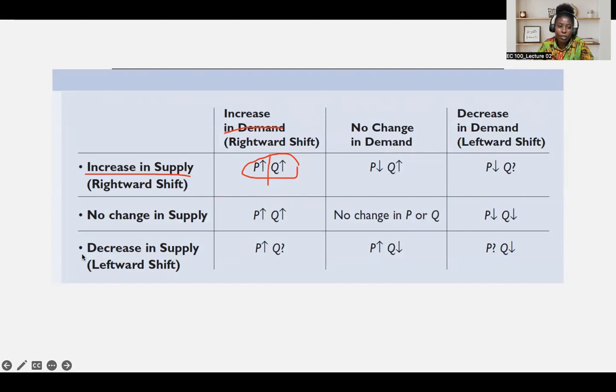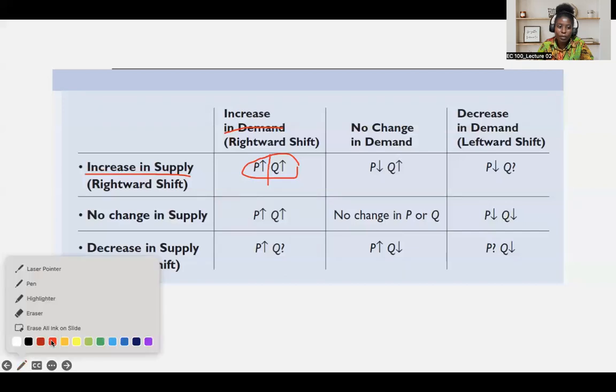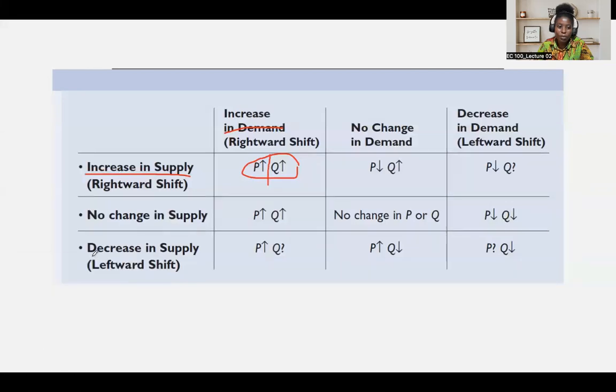Wait, supply was lower, right? So there was a decrease in supply, and then there was no change in demand. So we come here, right? Price increased, quantity demanded decreased. I think it's the same as what we got there. So you should know how to get all these scenarios.